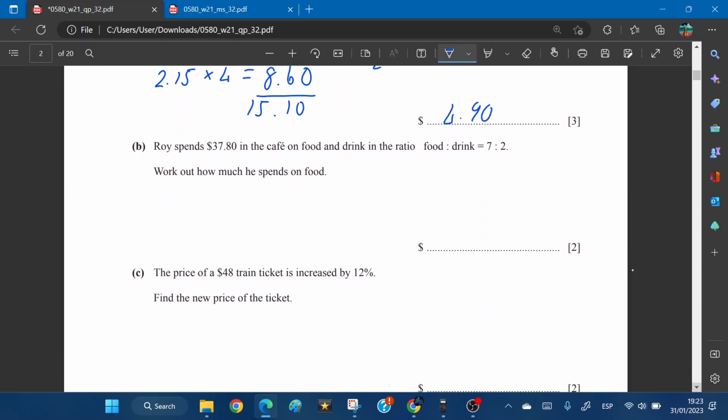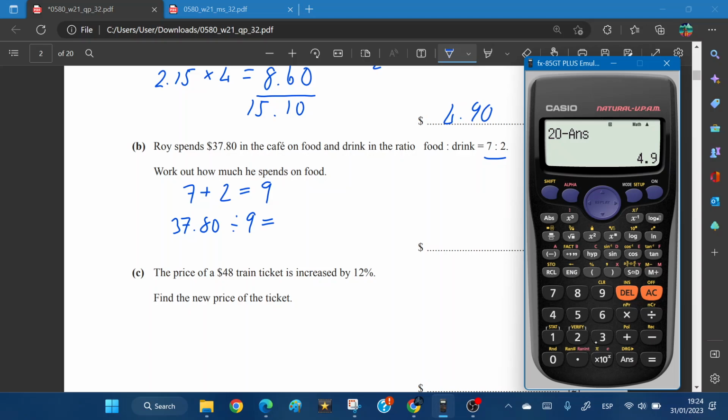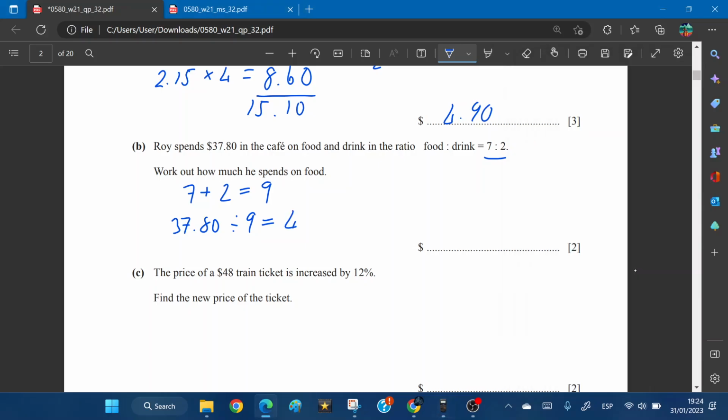Question B. Roy spends $37.80 in a cafe on food and drink in the ratio 7:2. Work out how much he spends on food. Okay, this ratio here for 7:2 means if he pays $7 for the food, he pays $2 for the drink. That would be a total of $9 he spends. But he's not spending $9, he's spending $37.80, of course. So if we divide that 9 into that, it tells us how many times we need to use this ratio. 37.80 divided by 9. Okay, so that's 4.2.